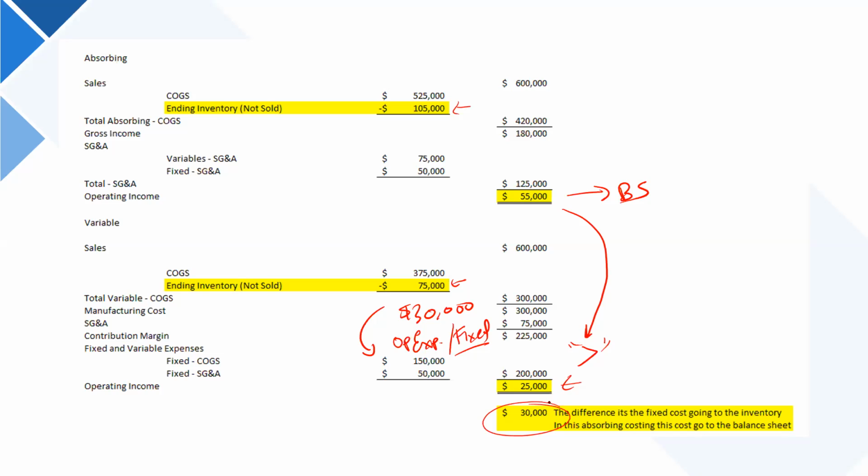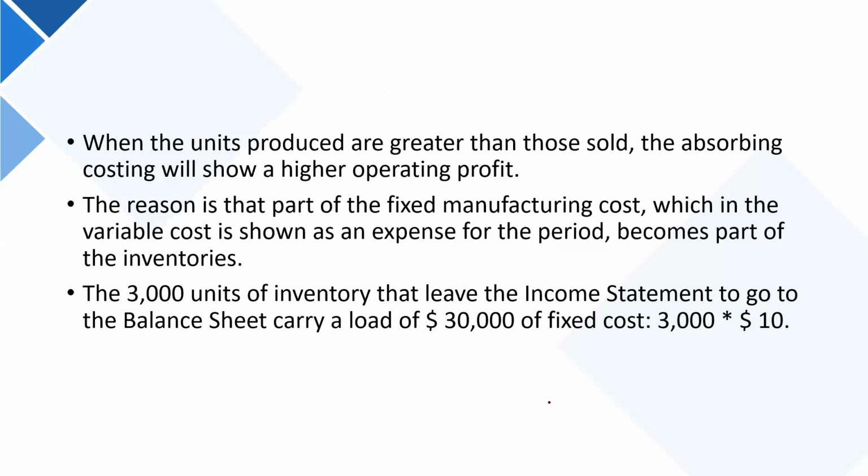Okay, perfect. So if there are no more questions, I would like to go to the activity. Well, the explanation is the one that I was giving you. When units produced are more than the units sold, that is when production is more than the sales, absorption costing will show a higher operating profit. Why? Because you have a bigger inventory.